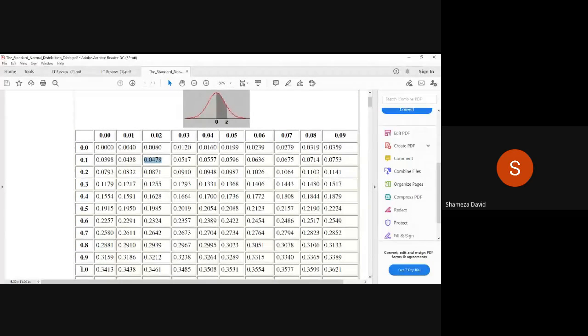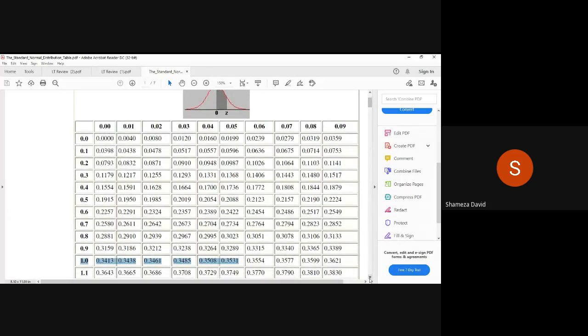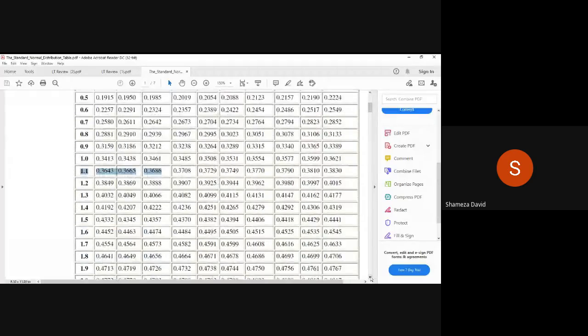Similarly, if you get a value of 1.05, you will get the 1.0 in this margin, again coming down the side, and you will get the 0.05 from coming across the top. The value where the two intersect will be 0.3531. Similarly for any Z value, that's why we round to two decimal places. For 1.12, you get the 1.1 here and the 0.02 here, so the probability value there will be 0.386.